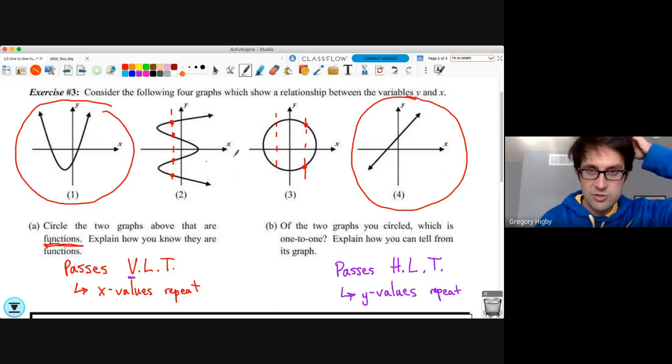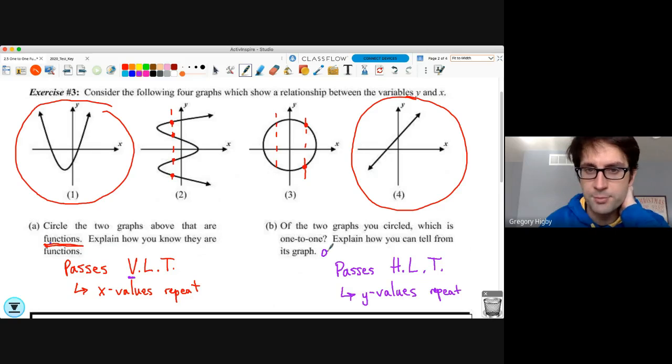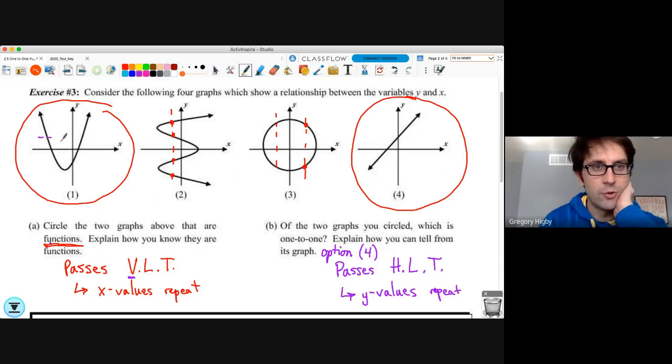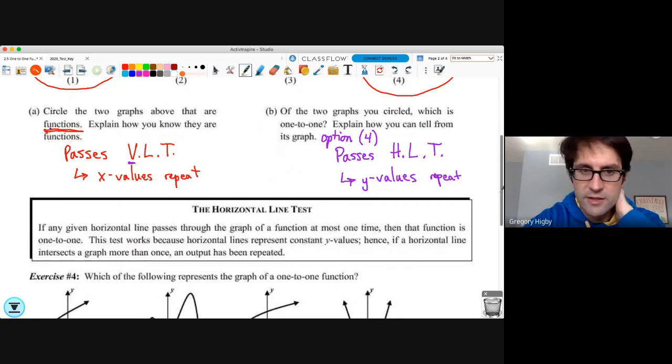So which one of these circled problems passes the horizontal line test? That would be option 4. Because if you look at option 1 and you draw a horizontal line anywhere on the graph, it crosses more than once. It is not one-to-one. It's still a function. So 1 is a function, but it's not one-to-one because it fails the horizontal line test. If you draw a horizontal line anywhere on 4, it passes. We got a quick explanation of the horizontal line test, but you just got that from me.